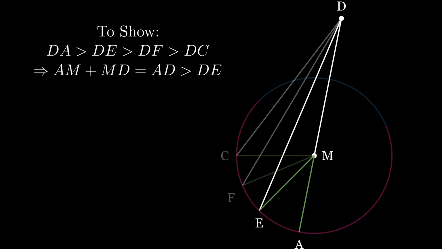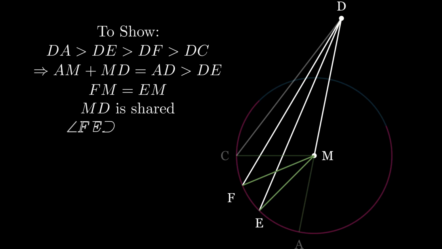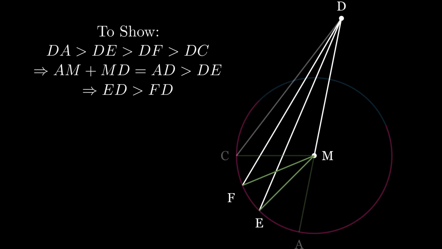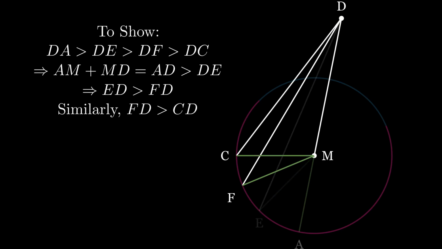Let's now prove that DE is greater than DF. Noticing that we have two triangles where FM is equal to EM, and they both share MD, notice that angle FMD is less than angle EMD. So we know that FD will be shorter than ED, corresponding to a smaller angle. Similarly, CD will be less than FD. This proves the first part of the proposition.